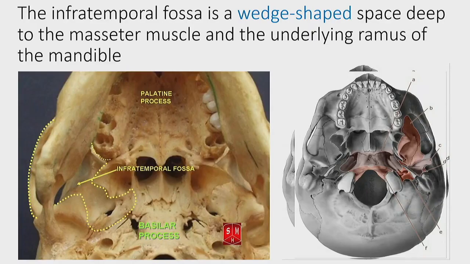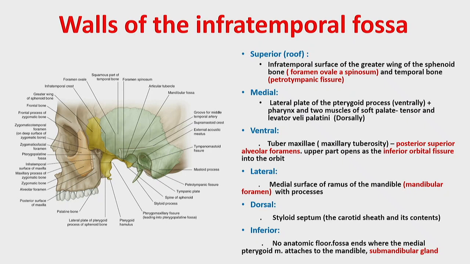To understand this fossa better, you can see the outline of this fossa, which is here. The best landmark that you can find is the lateral border, which is the ramus of the mandible, and around this ramus of the mandible you can find the infratemporal fossa. It's more or less a wedge-shaped fossa, and the detailed borders of this fossa are as follows.